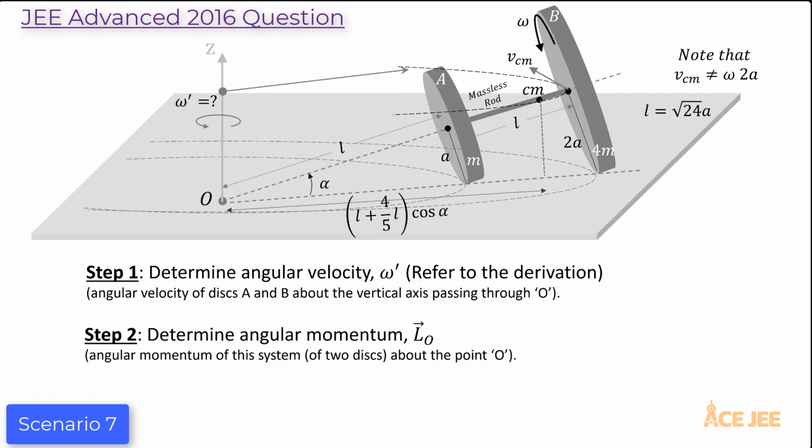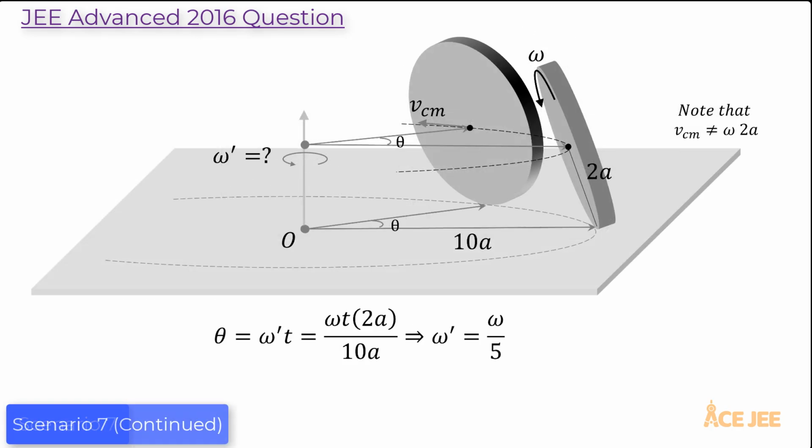And the question requires you to determine the angular speed with which the center of mass of the assembly rotates about the given z-axis, and subsequently determine the magnitude of the angular momentum of the center of mass of the assembly about O, and also determine the magnitude of angular momentum of the assembly about its center of mass. So to begin with, let's talk about the angular speed of the center of mass of the assembly, or for that matter, centers of mass of individual disks about the z-axis.